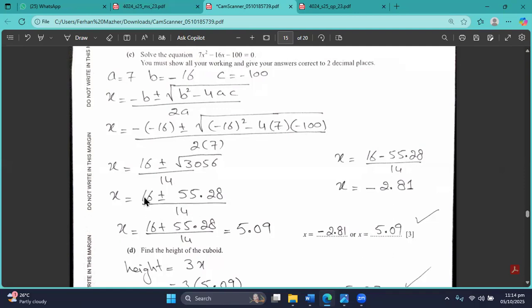So now two options. One is 16 plus 55.28 divided by 14, that will be 5.09. The other option will be x equals 16 minus 55.28 divided by 14, and the x value will be minus 2.81. So one x is minus 2.81. The other one is 5.09.